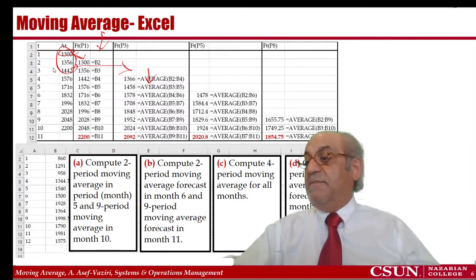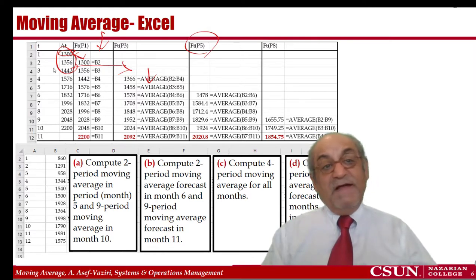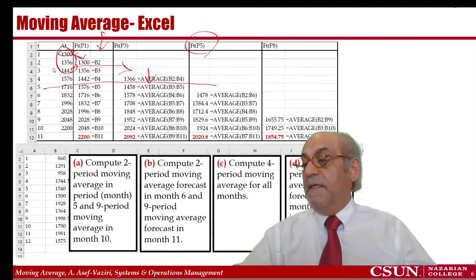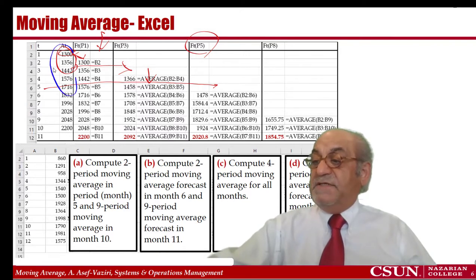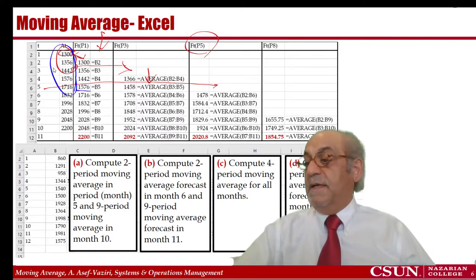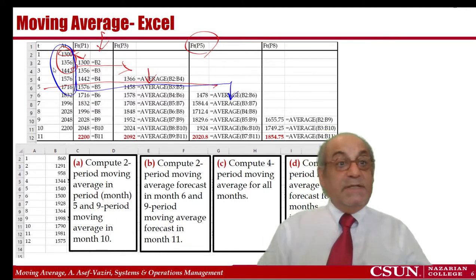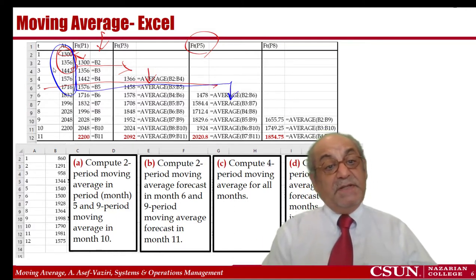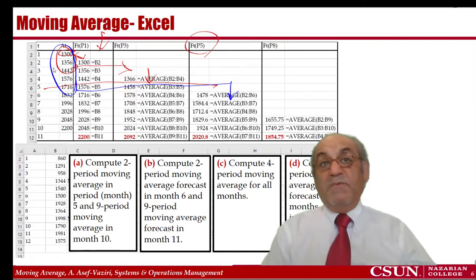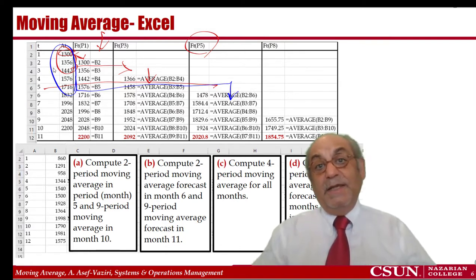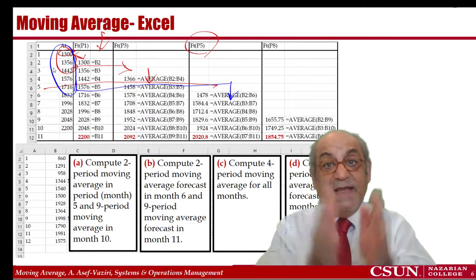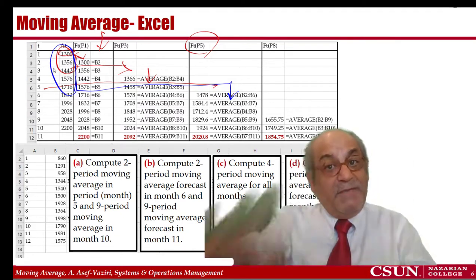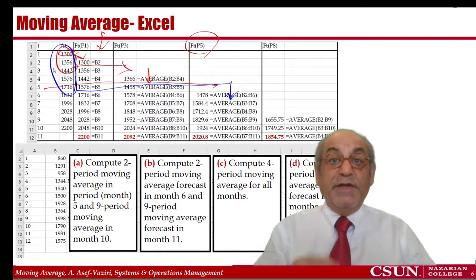And here, if we are talking about 5 period moving average, 5 period moving average will not be available until period 5. And then it is in period 5 when I consider it as the average of these first 5 numbers, and then I will take it and put it as my forecast for period 6. And then 8 period moving average will not be available until period 8. In period 8, I will compute moving average for period 8, and then I will put it as my forecast for period 9.